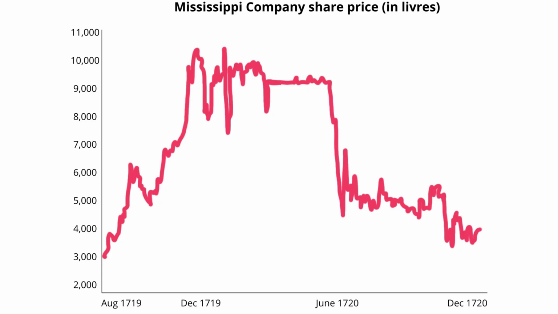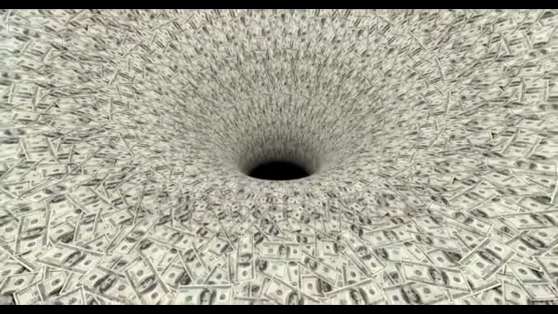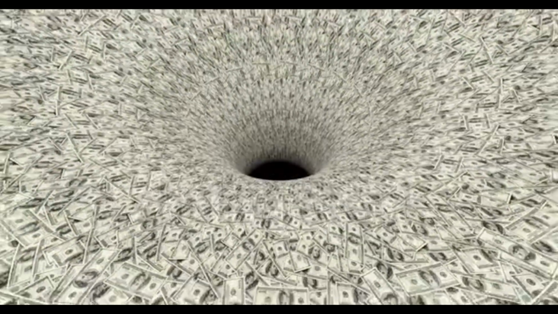In response to shareholder protests, the company guaranteed a minimum price of 9,000 L in March and resumed trading at this fixed price. However, the money supply spiraled out of control, with the volume of banknotes reaching 2,000 ml by the end of April 1720, ultimately leading to the collapse of the bubble.